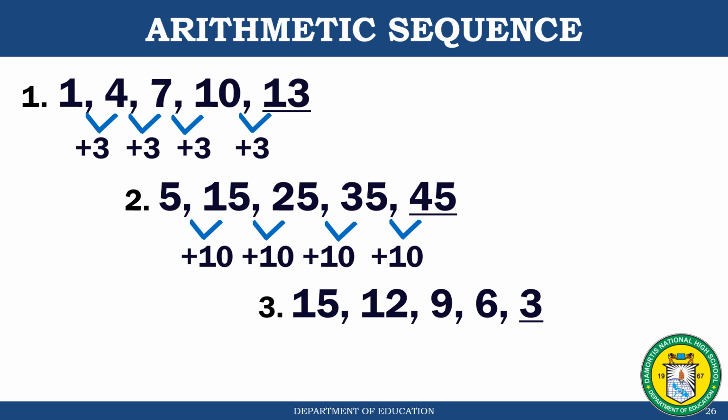And for number 3, we try to subtract. We start with 3 minus 6. The answer is negative 3. And 6 minus 9 will give you negative 3. And 9 minus 12 will give you negative 3. And 12 minus 15, the answer is negative 3. Do we have the same differences for the consecutive terms in number 3? Yes. And the answer is negative 3. And that makes the sequences to be arithmetic.